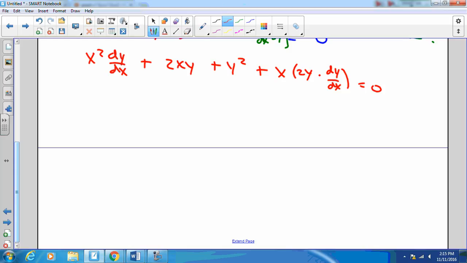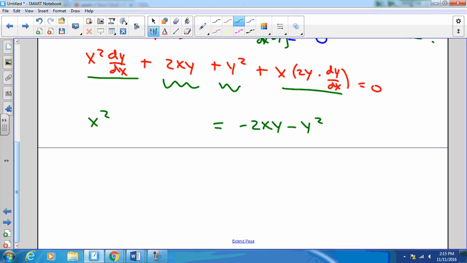Okay. Now, having done this, I want to identify all of my terms that have dy/dx and all of my terms that do not. And I'm going to subtract all the terms without dy/dx from both sides so that they come onto the right-hand side. And I'm going to clean up this term right here. So I now have these terms with dy/dx on the left and these terms without.